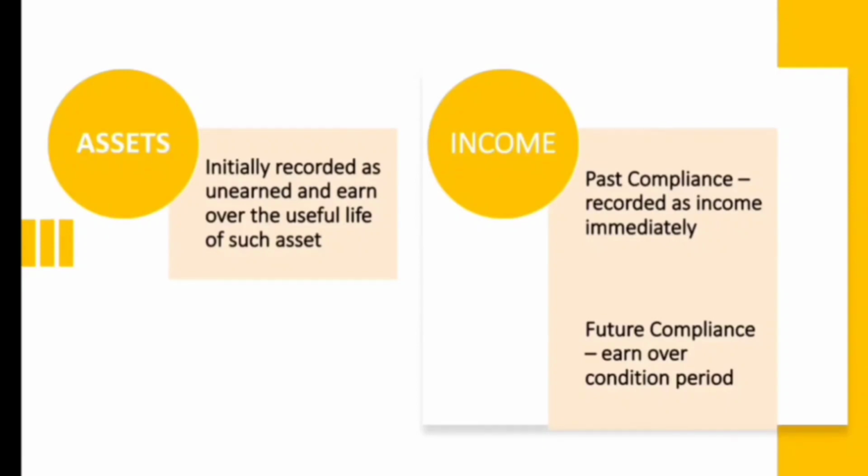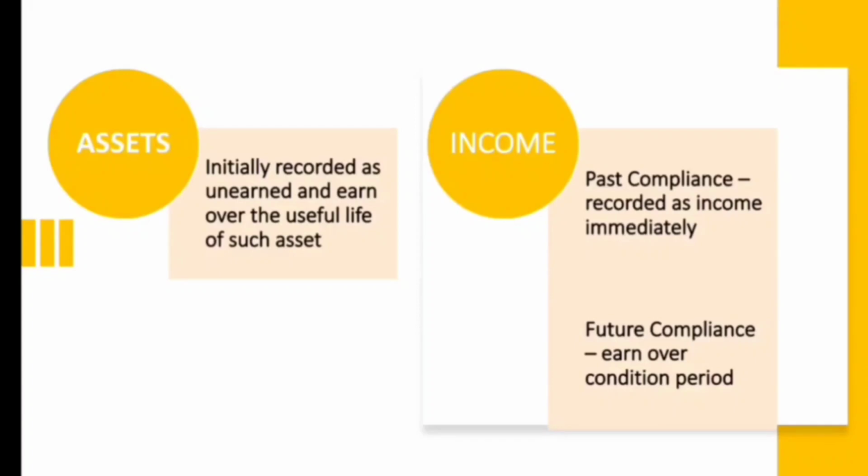Kapag grant related to income naman, kanina nabanggit ko na may kinukonsider dito. So, ito nga yun yung dalawa, past compliance o future compliance. Yung past compliance, ito yung mga expenses na already incurred na or napaggastusan na ni entity kaya lang nagkaroon ng problema. For example, nasunog yung business ni entity. So dito, tutulungan siya ni government para kahit papaano mapalitan yung mga ginastos niya dun sa business niya bago masunog.